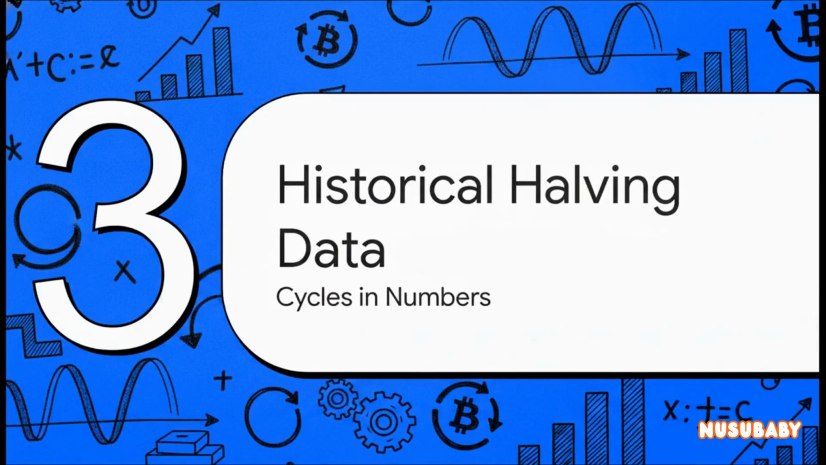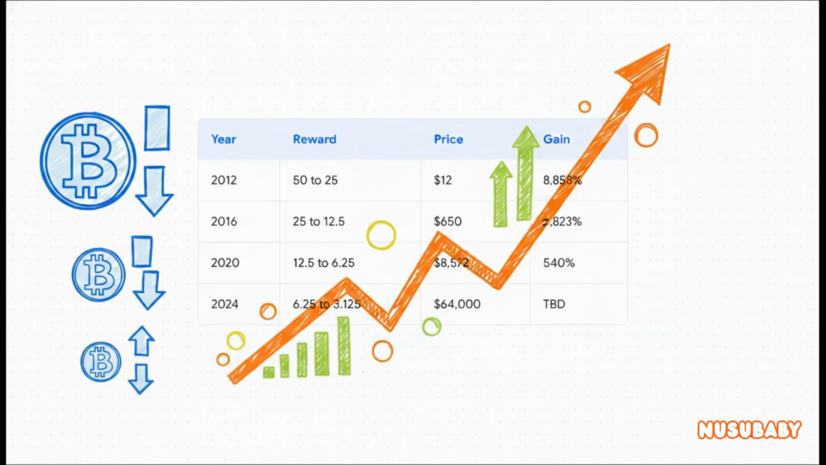Section 3. Historical halving data. Let's dive right into the math and see the actual proof of these cycles in action. If you look at the historical data, you can vividly see these dramatic price surges that reliably kick off roughly 12 to 18 months after the block reward gets slashed. Okay, check this out. In 2012, the reward dropped from 50 to 25 coins. Bitcoin was trading at just 12 bucks. Within a year, it surged over 8,000%.